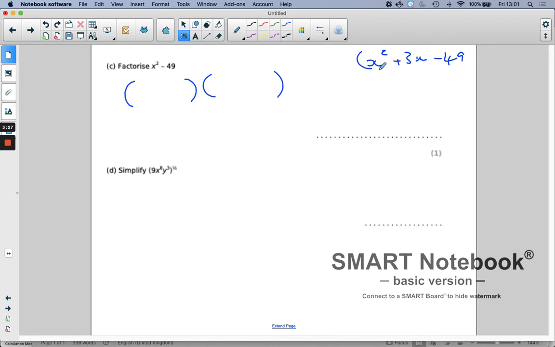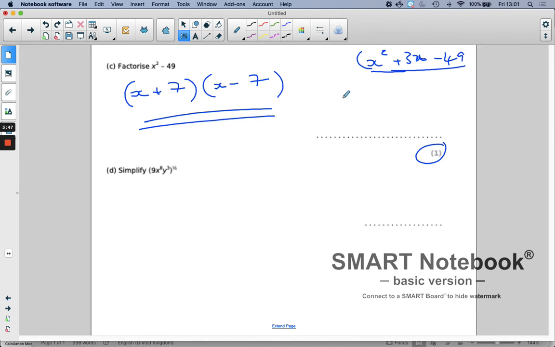Because we don't have something that looks like that, we don't have this term, we're thinking about the difference of two squares. That means that we're going to have x, and then we're going to have the difference of, which means we're going to have one positive, one negative, and then whatever the square root of this is, which is 7. Okay, so this is one where we should remember it. That's why it's 1 mark. Doing loads of working out for 1 mark seems strange.